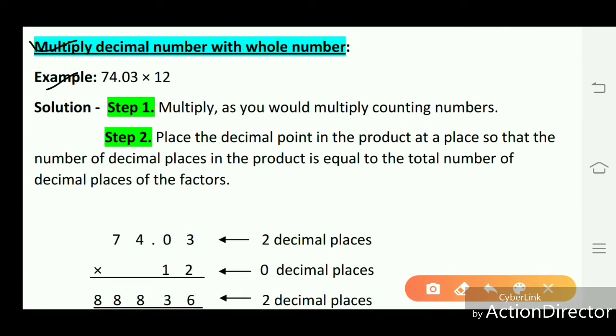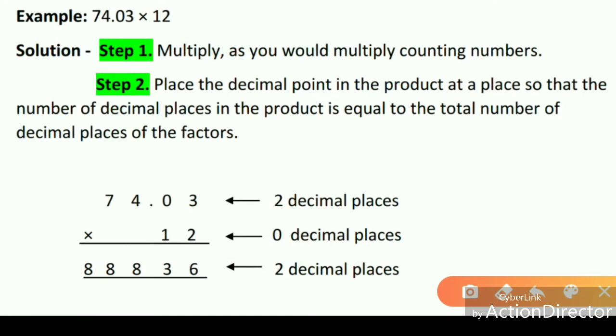Here we multiply a decimal number with a whole number. Example: 74.03 multiplied by 12. Here 74.03 is a decimal number and 12 is a whole number. Solution step 1: multiply as you would multiply counting numbers, the same as multiplication of counting numbers. Step 2: place the decimal point in the product at a place so that the number of decimal places in the product is equal to the total number of decimal places of the factors.